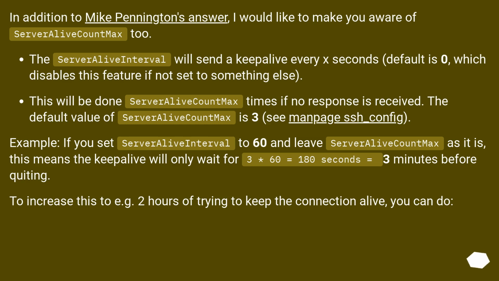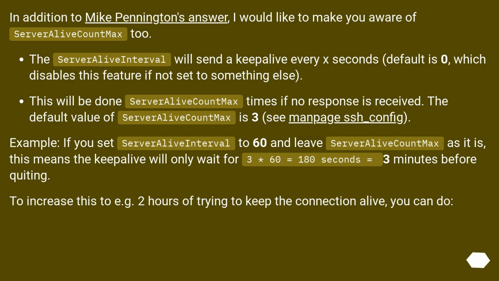In addition to Mike Pennington's answer, I would like to make you aware of ServerAliveCountMax. The ServerAliveInterval will send a keep alive every X seconds; the default is 0, which disables this feature if not set to something else. This will be done ServerAliveCountMax times if no response is received. The default value of ServerAliveCountMax is 3, see the ssh_config man page.